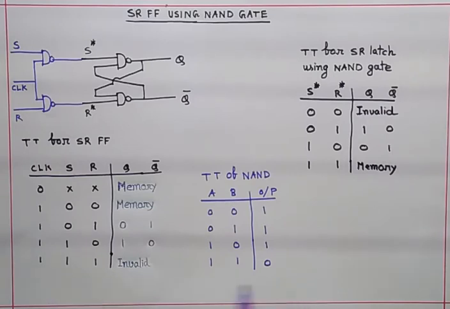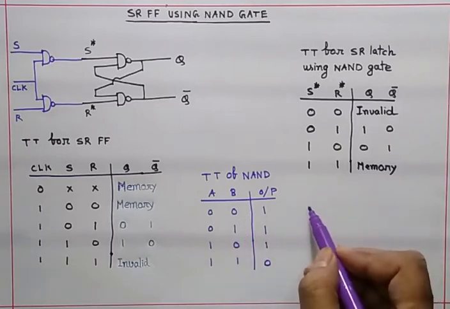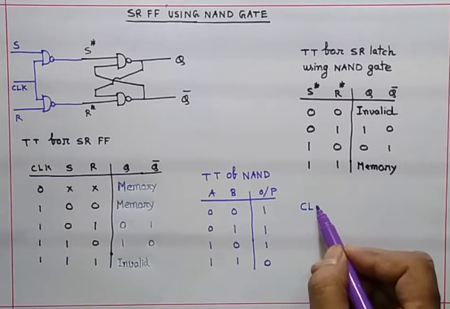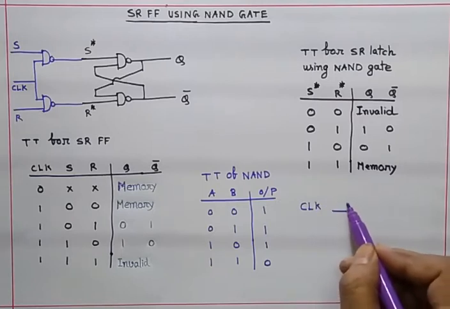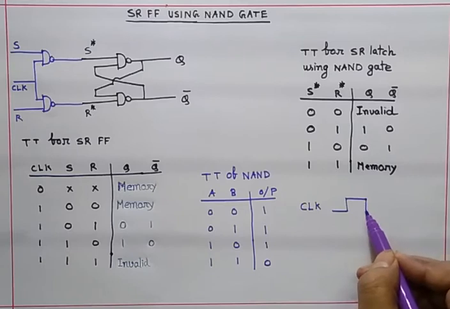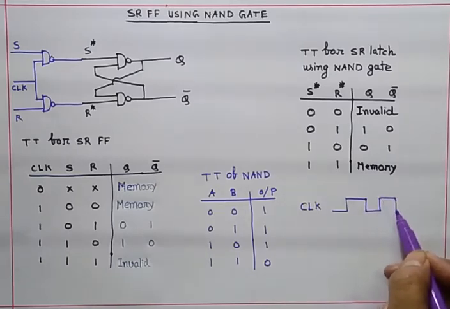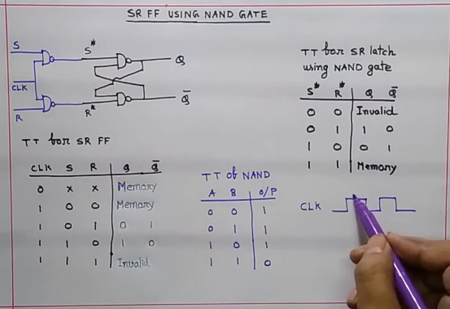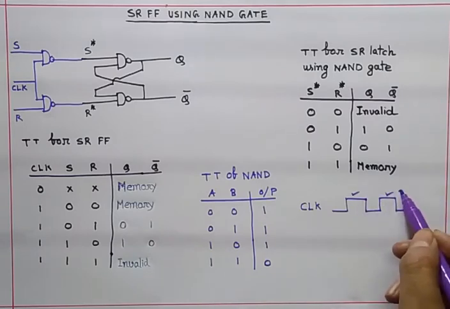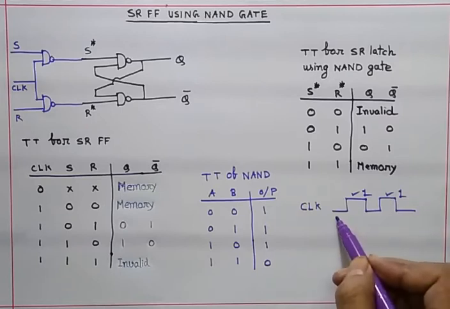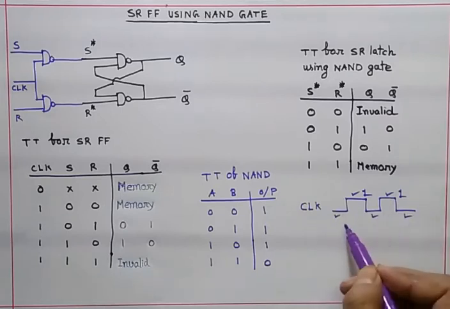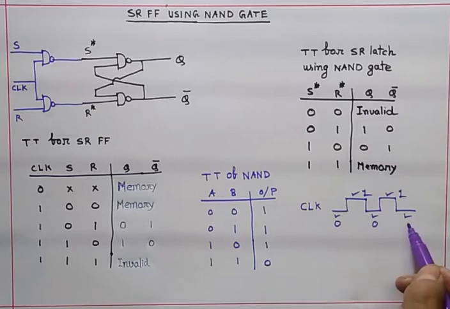You know that clock has both 0 and 1 levels, because you know that clock signal looks like this. These portions are high, that means 1, and these portions are low, that means 0. That means clock has both the stage 0 as well as 1.